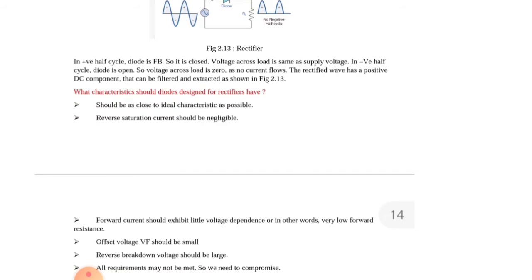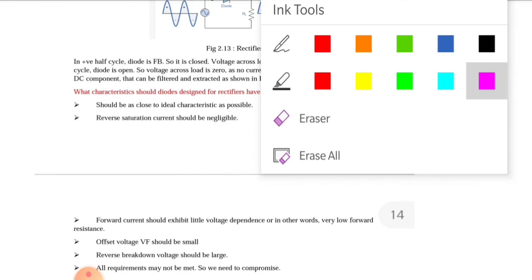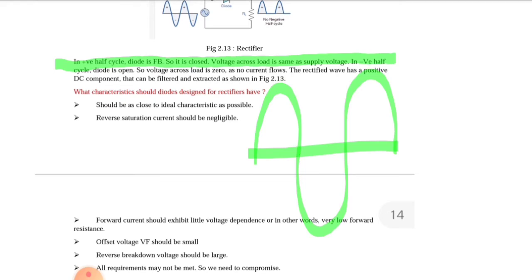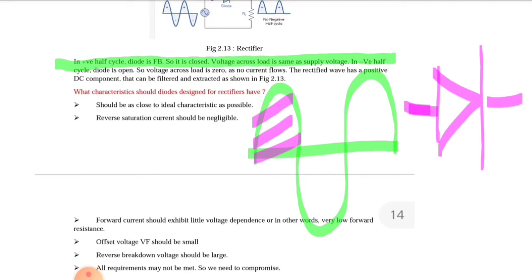So in the positive half cycle, the diode is forward biased, so it is closed. So the voltage across the load is the same as the supply voltage. The input sine wave is like this. So during the positive half cycle, the diode will be conducting. It will act as a closed switch. So the same thing we will get at the output.